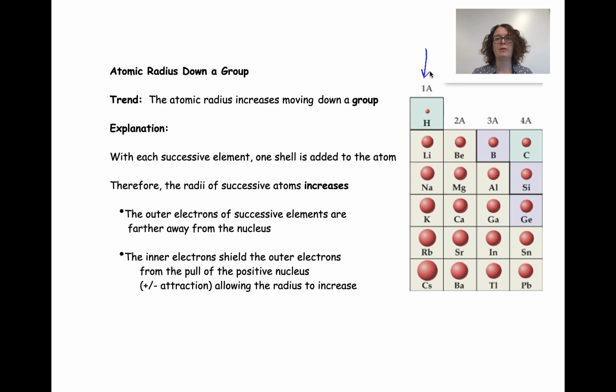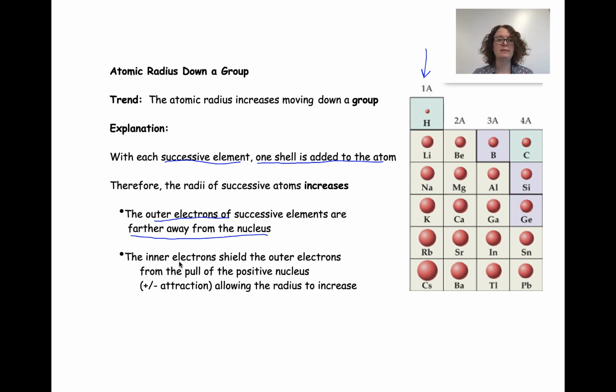So if we look at group 1A, as we go from lithium down to cesium, we can see that there is an increase in the size of our atom. So our atomic radius increases. And that happens because with each successive element as we go down, we're going to add a valence shell. And that's going to make our radius bigger. Right, we're adding another shell. It's going to be farther away from the nucleus. So we have a bigger radius. Right, so our outer electrons of successive elements are farther away from the nucleus, so it's going to be bigger.